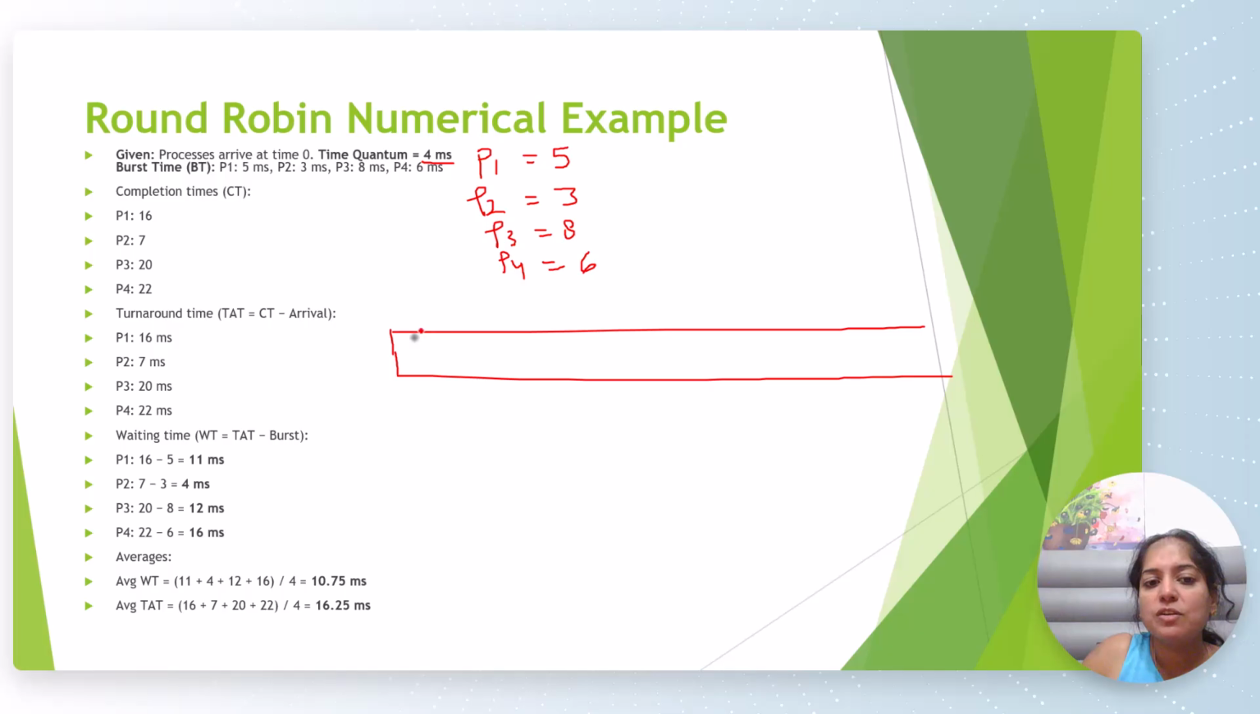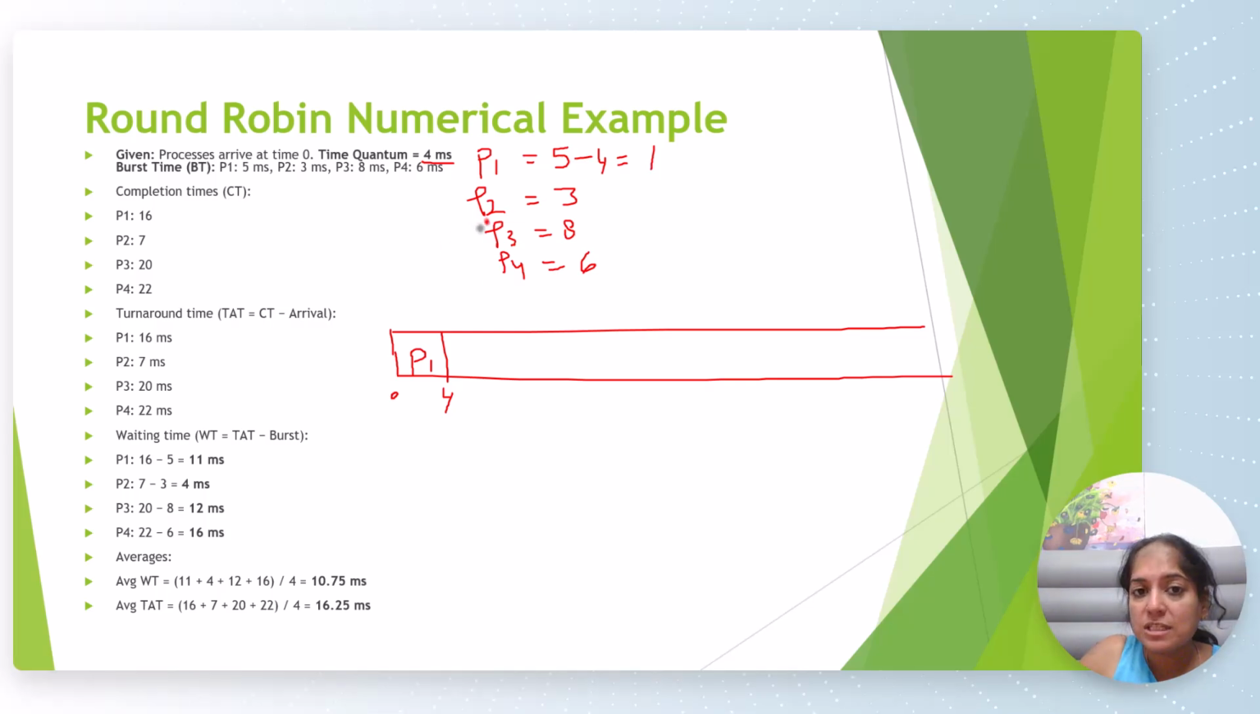Now, first of all, process P1 will execute. It can execute only for the time slice, that is 4 milliseconds. So it will execute for 4 milliseconds. So P1 has executed for 4 milliseconds, so its 1 millisecond is left.